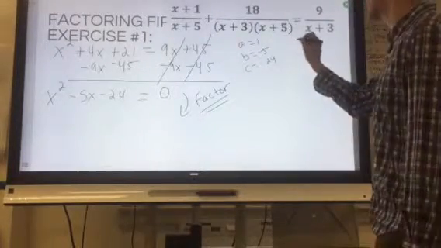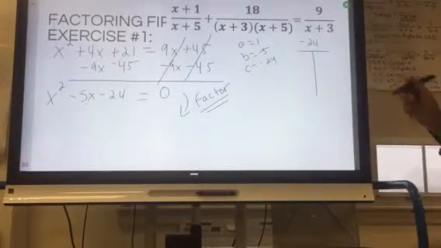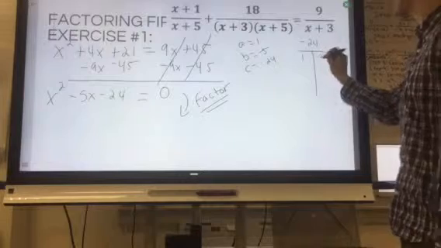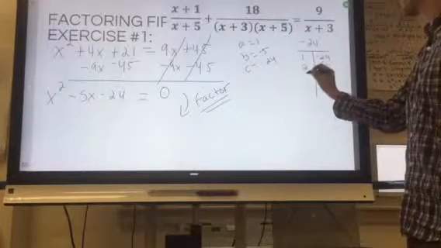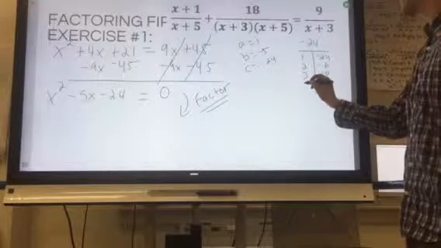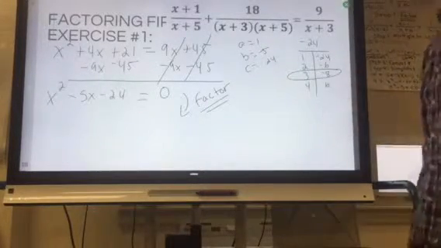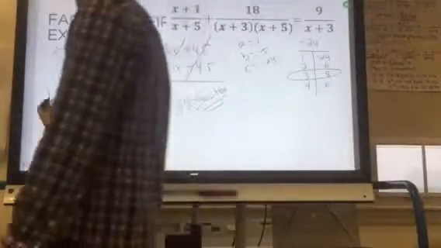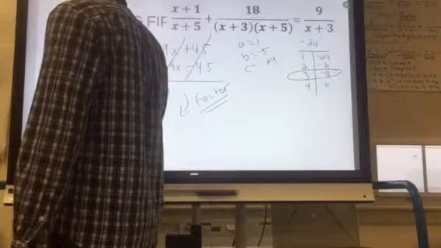So I have a times c, which is negative 24. I'm looking for my pair that adds up to be negative 5. So 1, negative 24, 2, negative 12, 3, negative 8, 4, negative 6. Boom, I got my pair. 3 minus 8 is negative 5. So I have x squared plus 3x minus 8x.